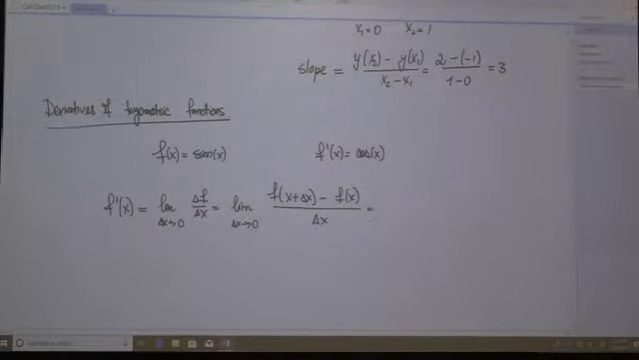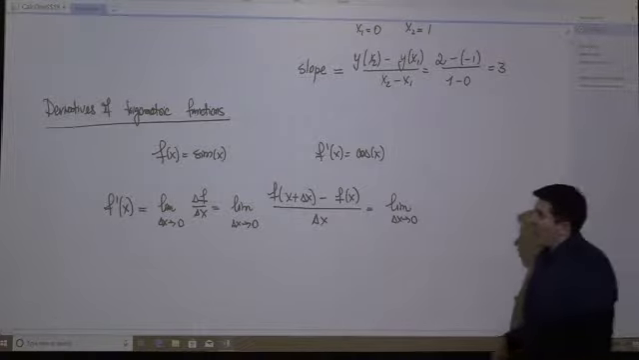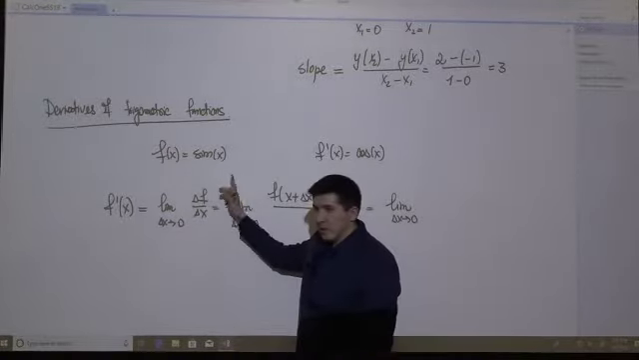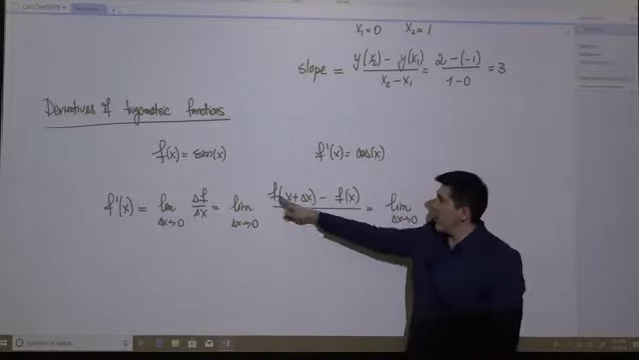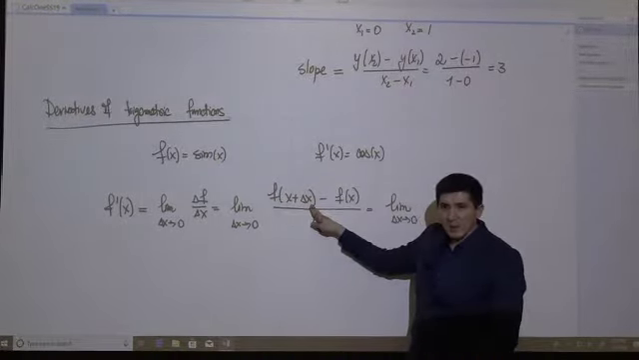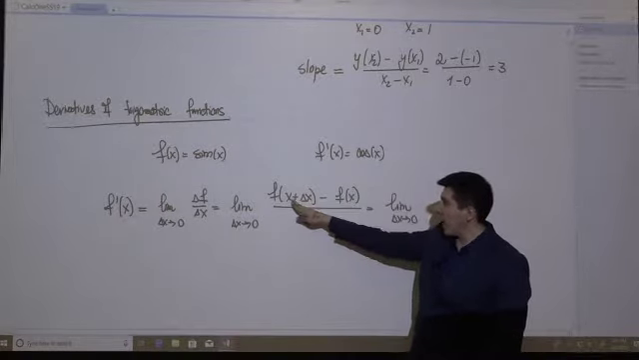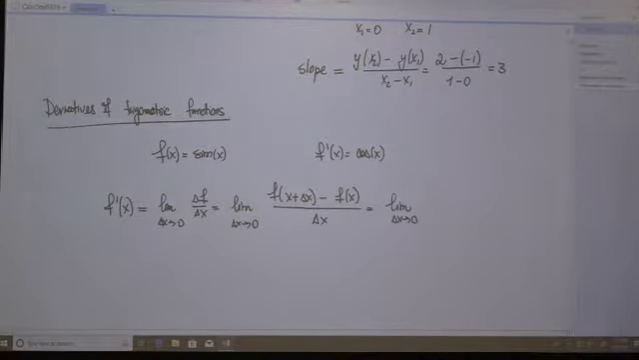Now I need to substitute my function here, right? So if f of x is equal to sine of x, what is f of y? Sine of y, right? What is f of x plus delta x? It's sine of x plus delta x, right? This is equal to the limit of sine of x plus delta x minus, what is f of x? Sine of x, divided by delta x, right?